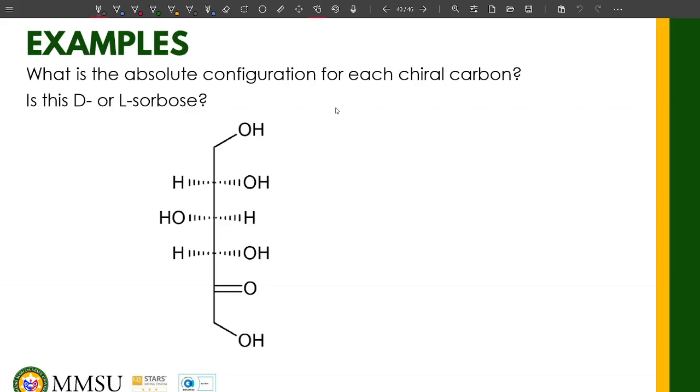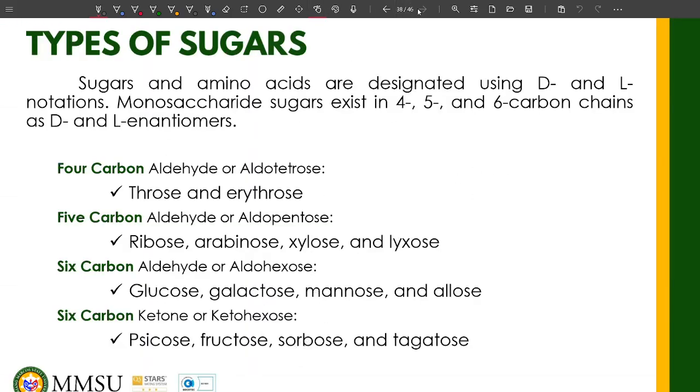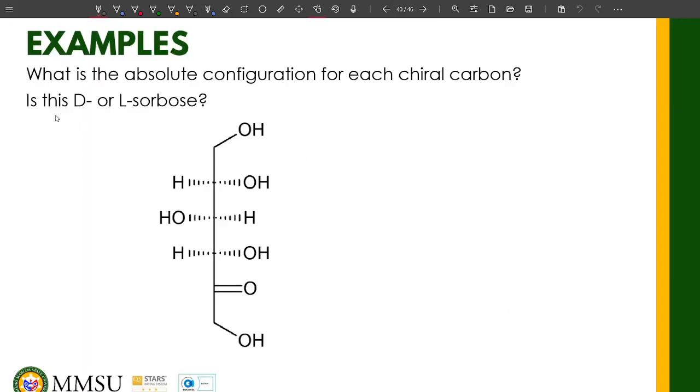And so let's have an example. What is the absolute configuration for each chiral carbon in this molecule? So this is a molecule of sorbose. So it has 1, 2, 3, 4, 5, 6 carbon atoms and then yung C double bond O mo is nandito. So this is a ketone, so this is a ketohexose. So balik tayo doon. Ayan, we have here sorbose, ketohexose. So, the question is, ano yung configuration? D ba or L yung mga chiral carbons niya? And also, ano ba yung configuration nitong mismong molecule na to? D ba siya or L yung configuration niya?